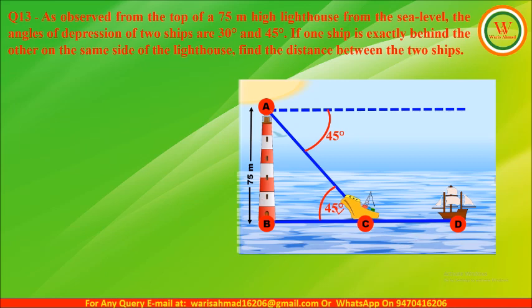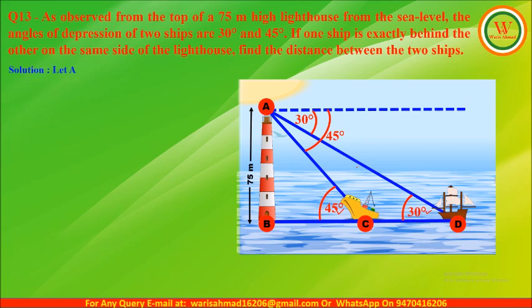Similarly, we have to draw the angle of depression of the second ship, which is at point D. So first of all we have to draw the line of sight, that is AD, and the horizontal line, this one. The angle of depression of the second ship is 30 degrees, so we can write here 30 degrees. So the measurement of this angle will also be equal to 30 degrees. After that we will write the solution. So let us see the solution.